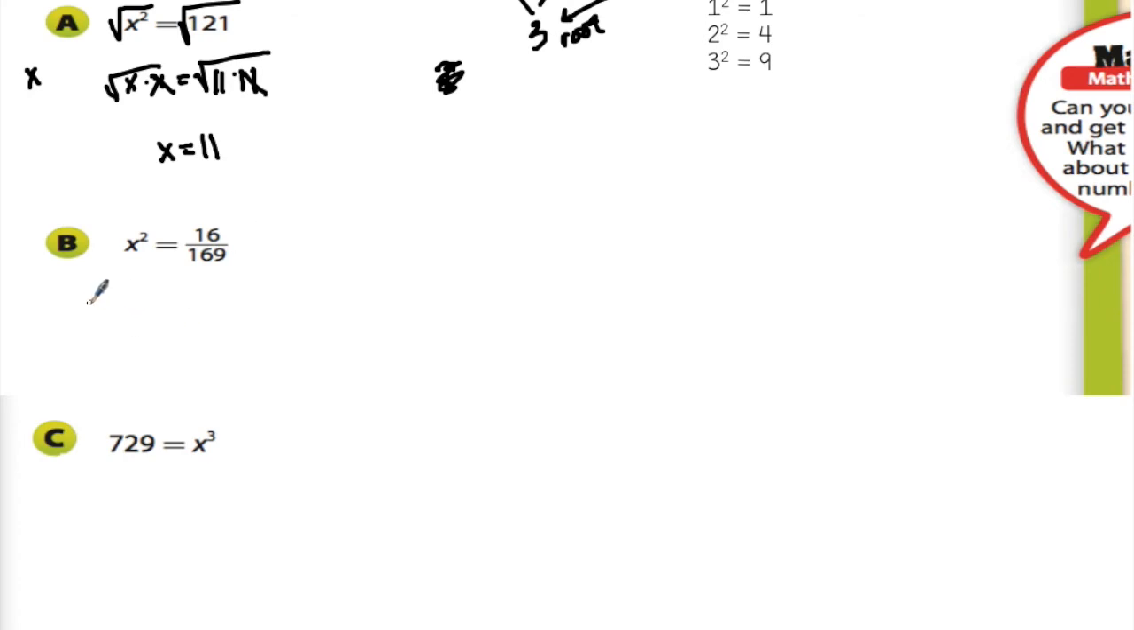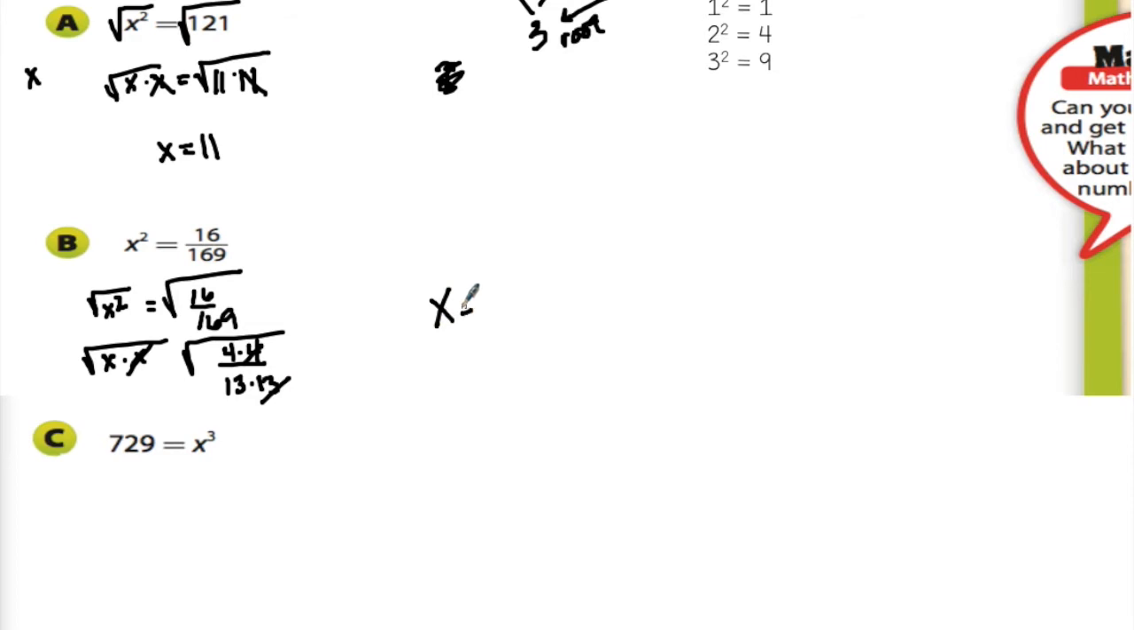Same thing here. So I'm saying I want the square root of x squared, and I want the square root of 16 over 169. Well, when I do that, I square root both numbers. So again, I know x times x gives me x squared. And then I have to look at what times what gives me 16. Well, 4 times 4 gives me 16. I can't use 8 times 2 because the numbers have to be the same. And then here, I know 13 times 13 gives me 169. So here, I eliminate one of each, and I get that x is equal to 4/13.